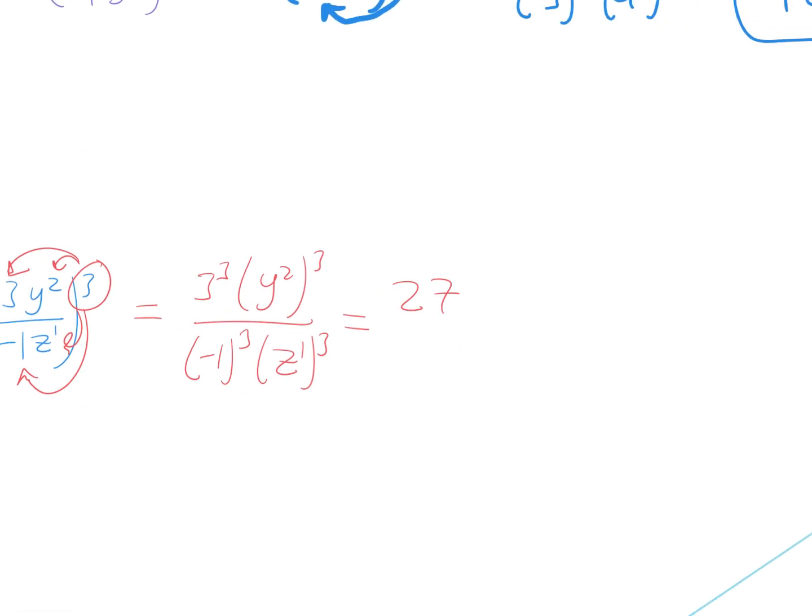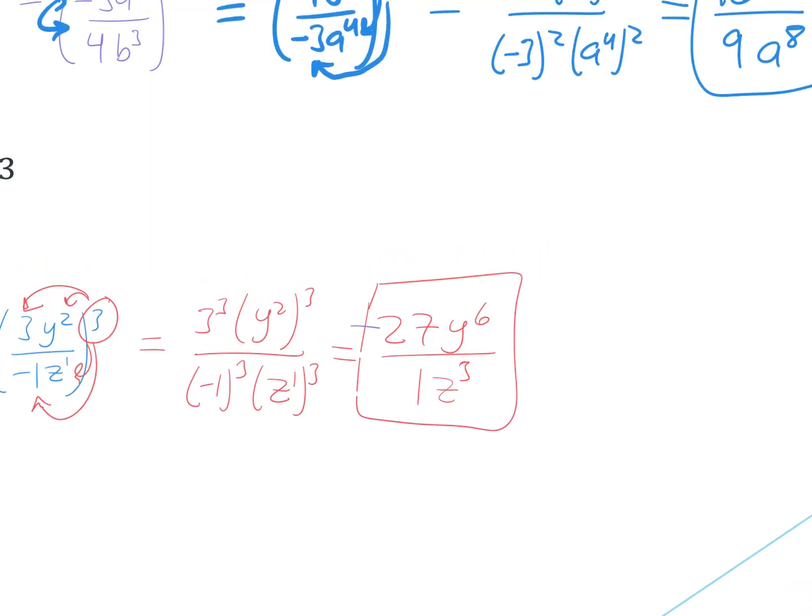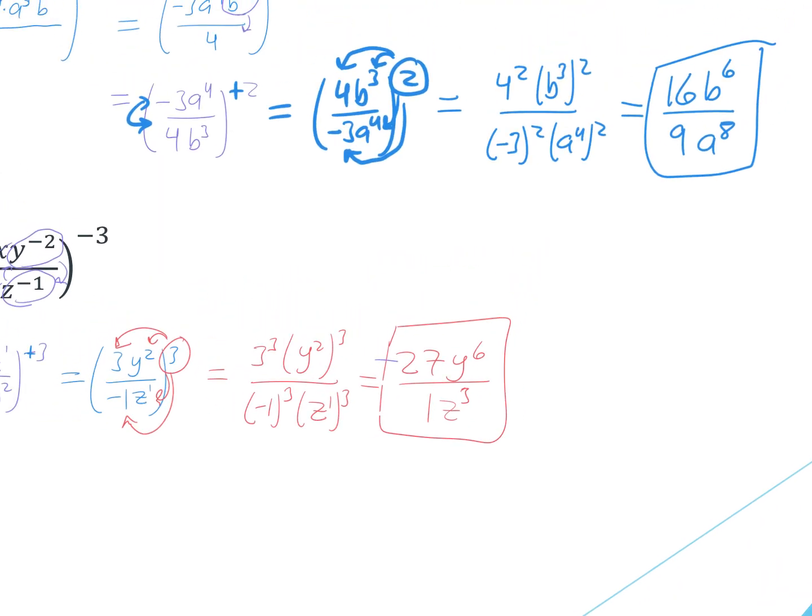So then this is going to get me 27y to the 6 over negative 1z to the positive 3. And that's fine as is. Now, just a note, your negative can be down here, right? It can be on the side like that, or it can be in front of that 27. It doesn't really matter as long as you don't have two negatives, right? If I have something like that, that would be wrong because negative divided by negative is positive. You want to preserve the sign, all right? So no matter which way that you choose to do it, you should get this same answer.